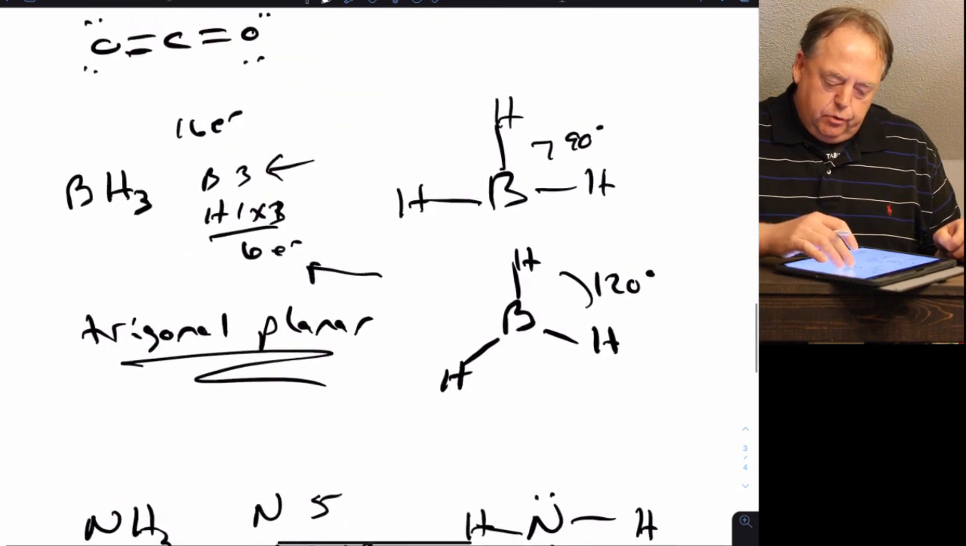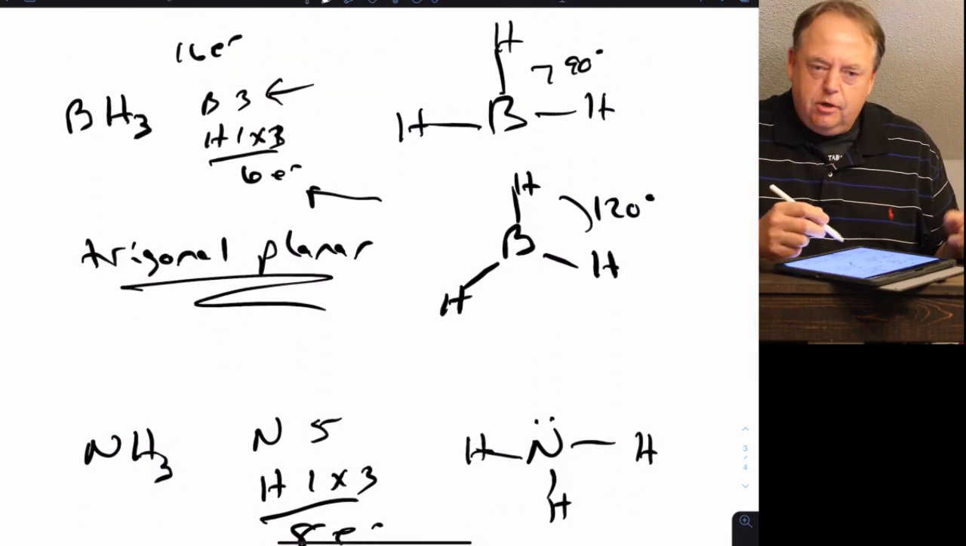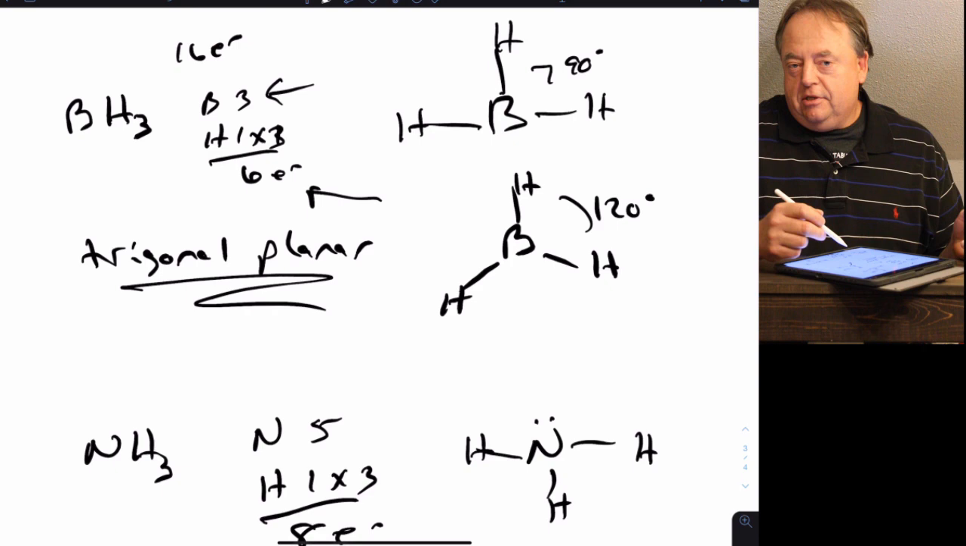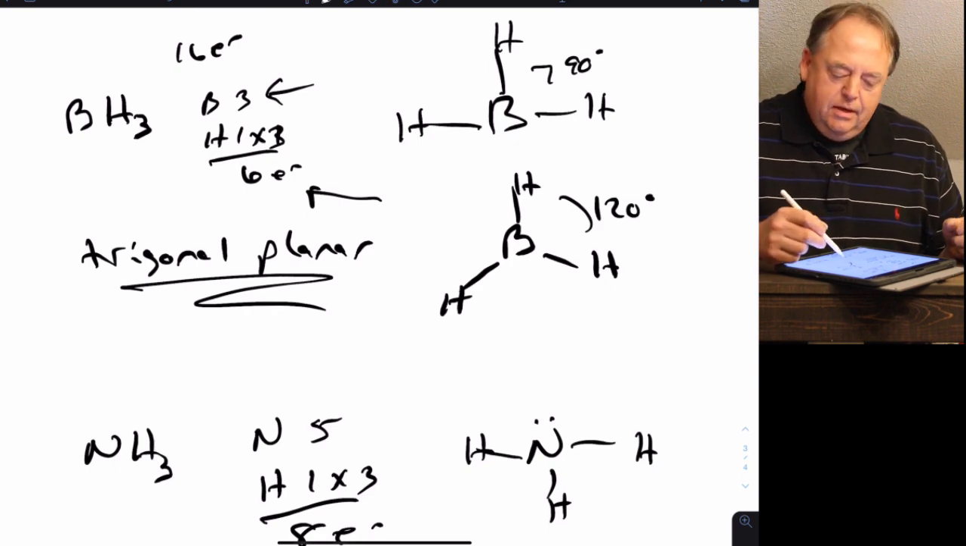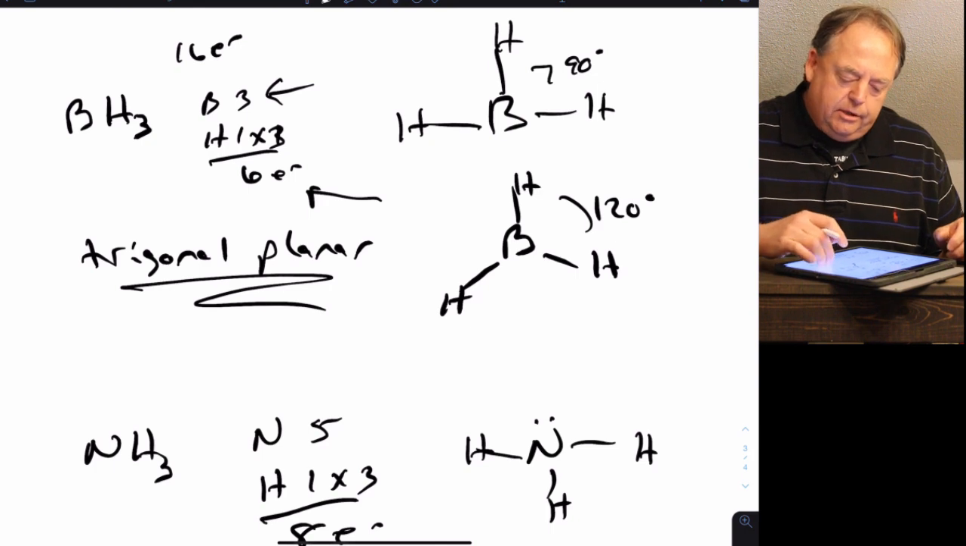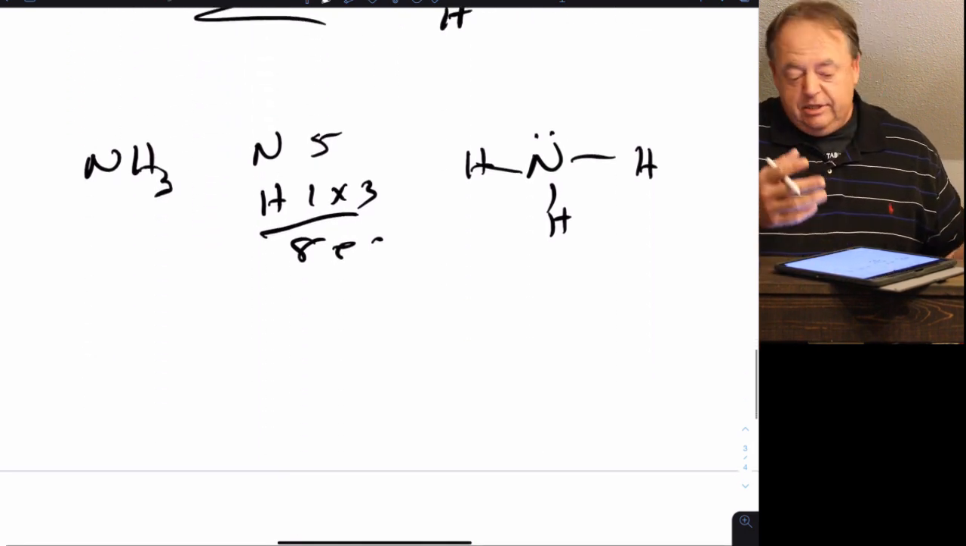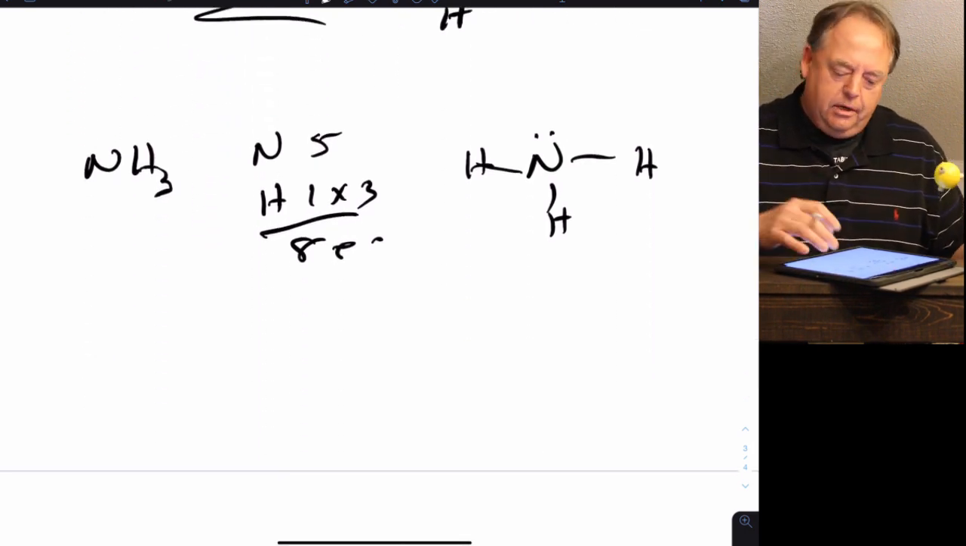You know, so in BH3, boron's not happy. It's only got 6 electrons, but that's too bad. There's only 6 electrons that you have to work with. So boron does not have an octet in this case, but it's still an okay structure. At least it doesn't violate the octet rule by having more than 8.